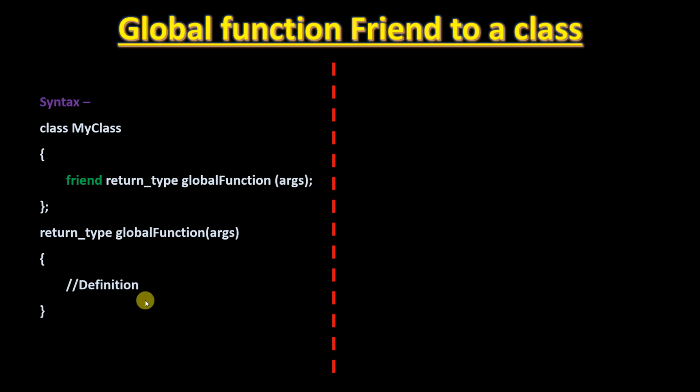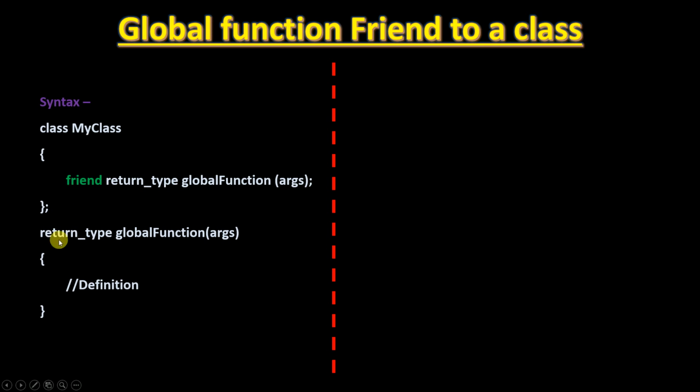So this is the syntax here. As usual, you write a class, MyClass, and for whichever global function is trying to access the non-public members of the class, you have to give the declaration inside the class with the friend keyword. The same prototype declaration of this function has to be given here, and the definition of this function has to be present after the class definition.